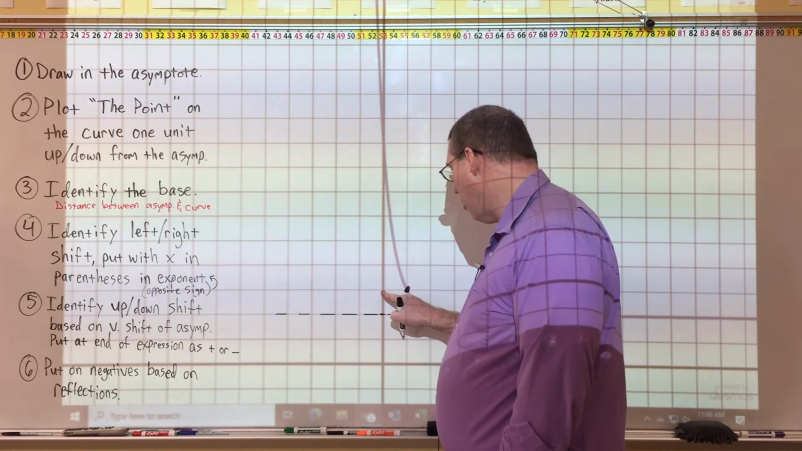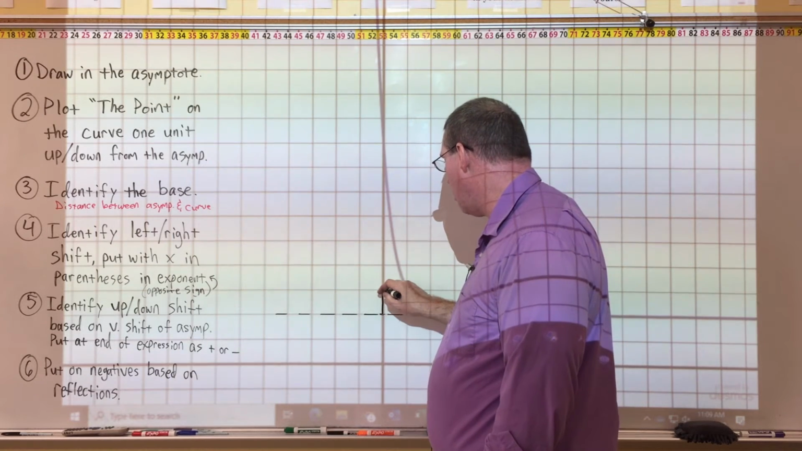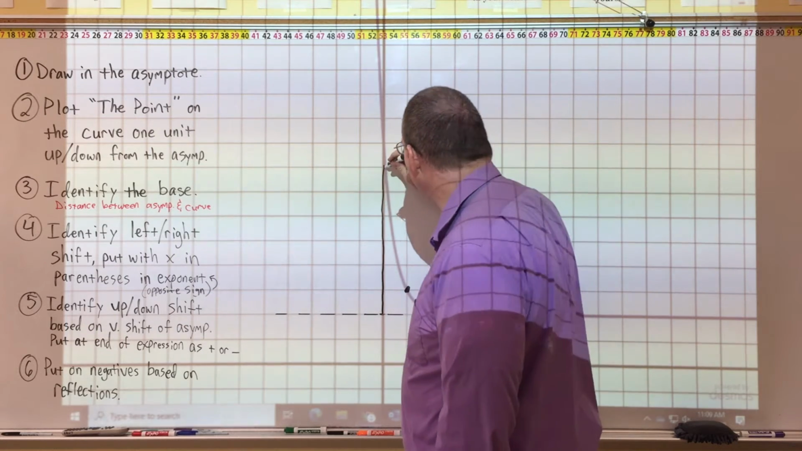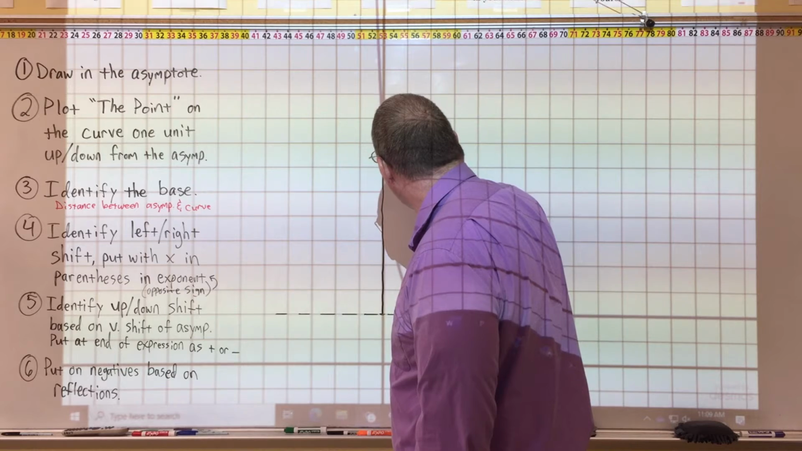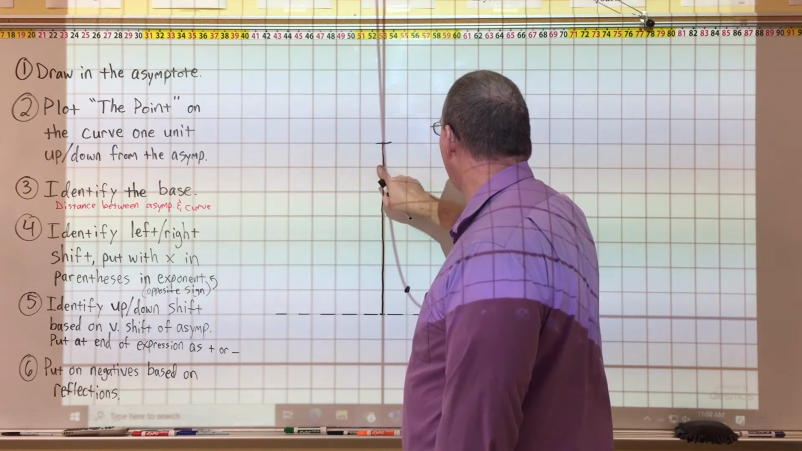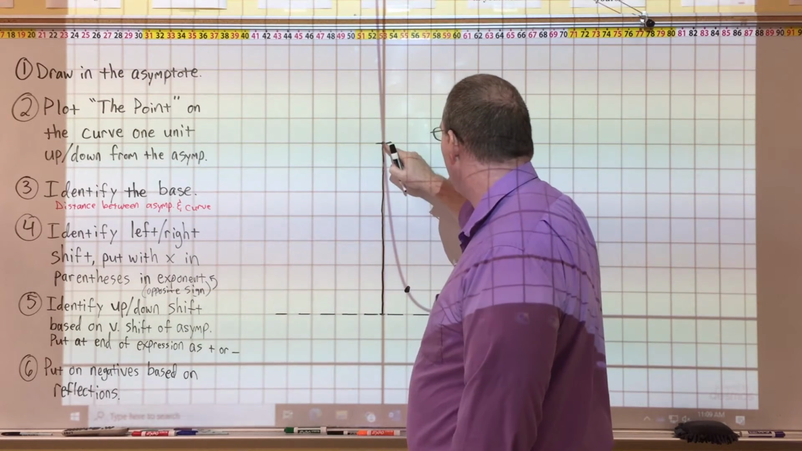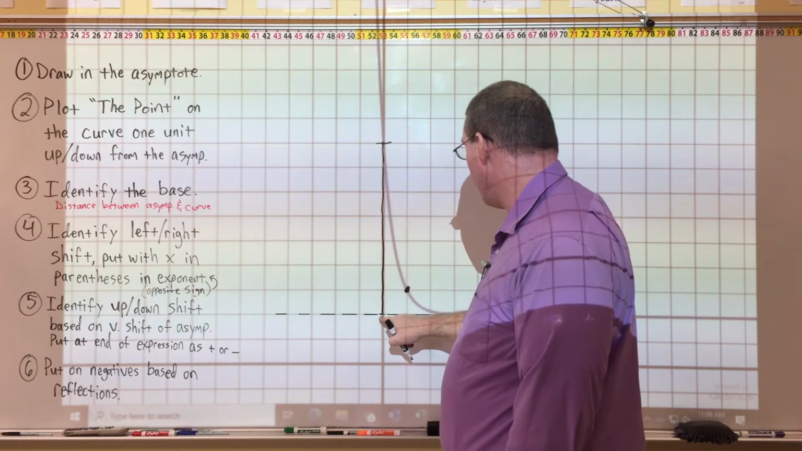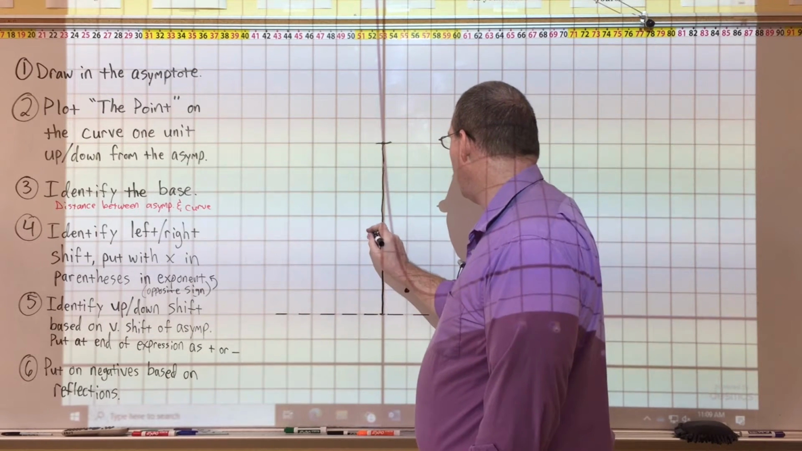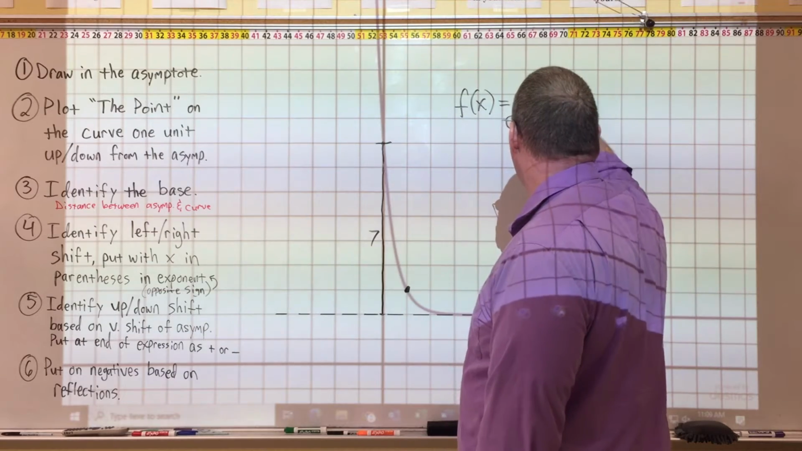So 1 unit over from the point, go down to the asymptote, then from here vertically measure 1, 2, 3, 4, 5, 6. Not quite there. Here it is, 7. The base of this exponential function is 7. By the time I get to 8, the curve is to the left. Down here at 6, the curve is still on the right. But right here at 7, it's passing right through that point. So the distance from the asymptote up to the curve vertically, 1 unit over from the point, is 7. Therefore, this exponential function has a base of 7.